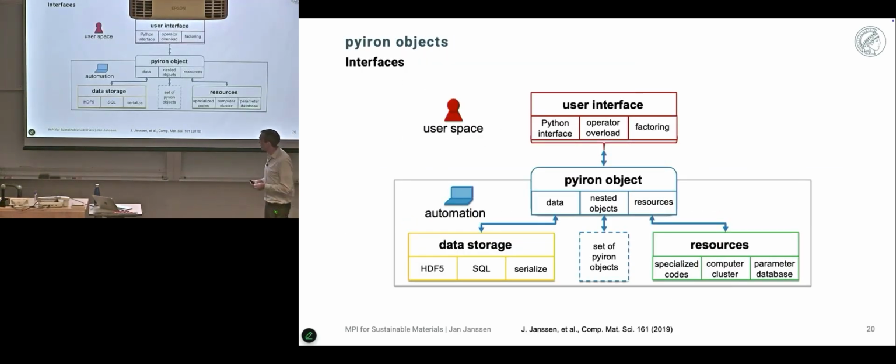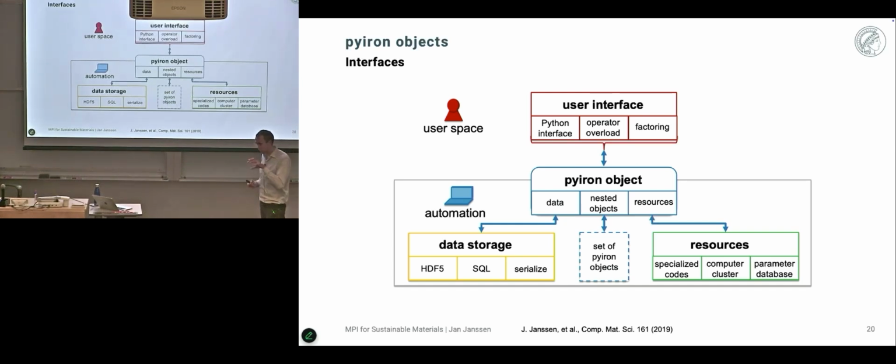In the background, this is realized with an object-oriented approach. So we have our connection to data storage, where we use the HDF5 format, particularly to store long trajectories in a very efficient way. We have an SQL database, primarily as an index of all the calculations that we executed. We have resources like information about our computer cluster, specialized simulation codes like the VASP code that we saw before, and parameter databases like the interatomic potentials from NIST, and then the user interface, what I already showed in the Jupyter Notebook. Right?